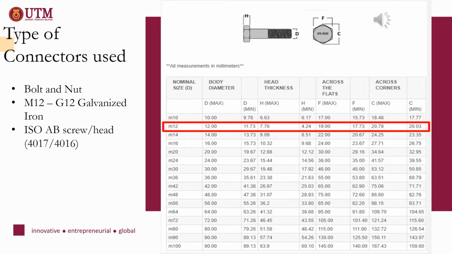Next is the type of connectors used, which is bolt and nut, M12, galvanized iron with the ISO AB screw head, 4017-4016.